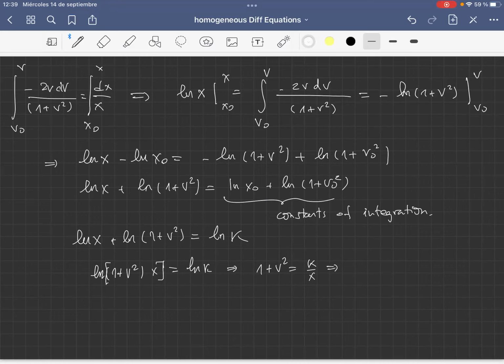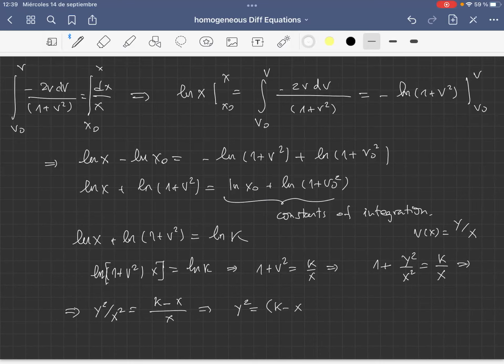And if we make the change of variables, what do we get? We get that 1 plus v, remember that v was y divided by x, squared equals k divided by x. So y divided by x squared will be k minus x divided by x, and y squared will be k minus x multiplied by x. So that means that we have a result of this kind. What is this? Well, this is a circumference.